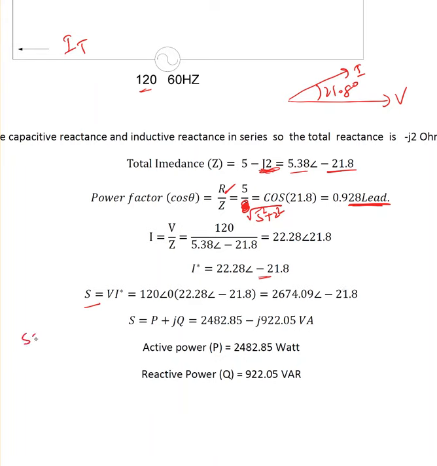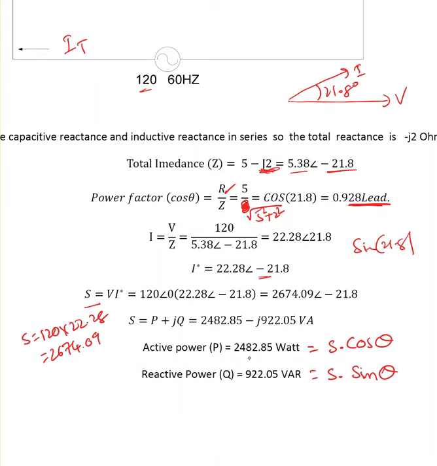S is always a real number. It's 120 times 22.28. That's all. Okay, that S value is basically 2674.09. Okay, once I found S, I can find active power P equal to S times cos theta. I already know the cos theta value, which is 0.928. Reactive power I can find as S times sin theta. Okay, so sin theta, from here you can find sin 21.8. So you can find the sin theta value.